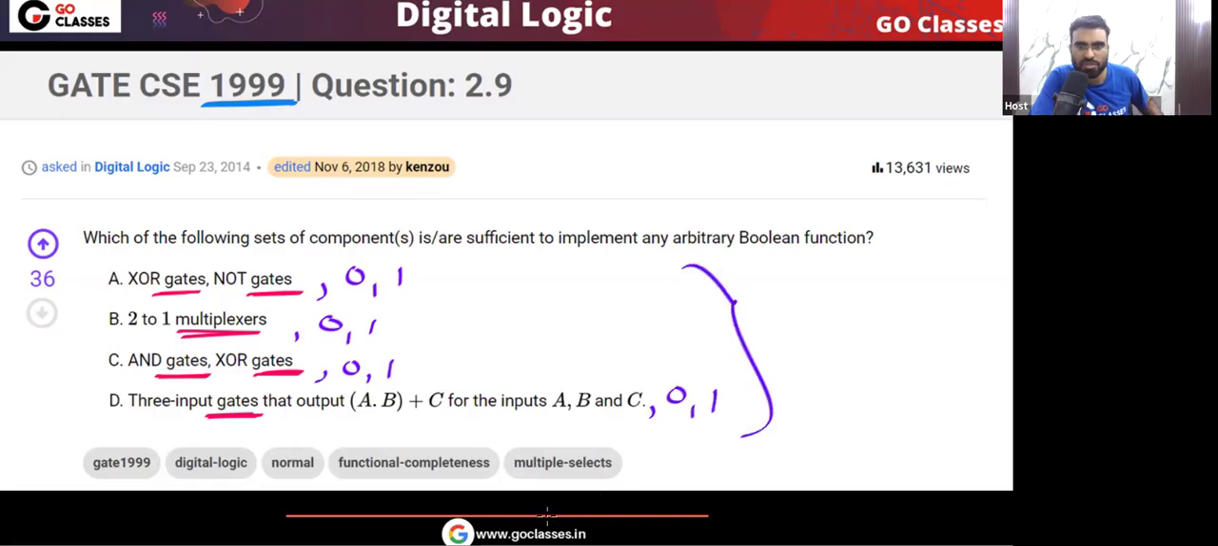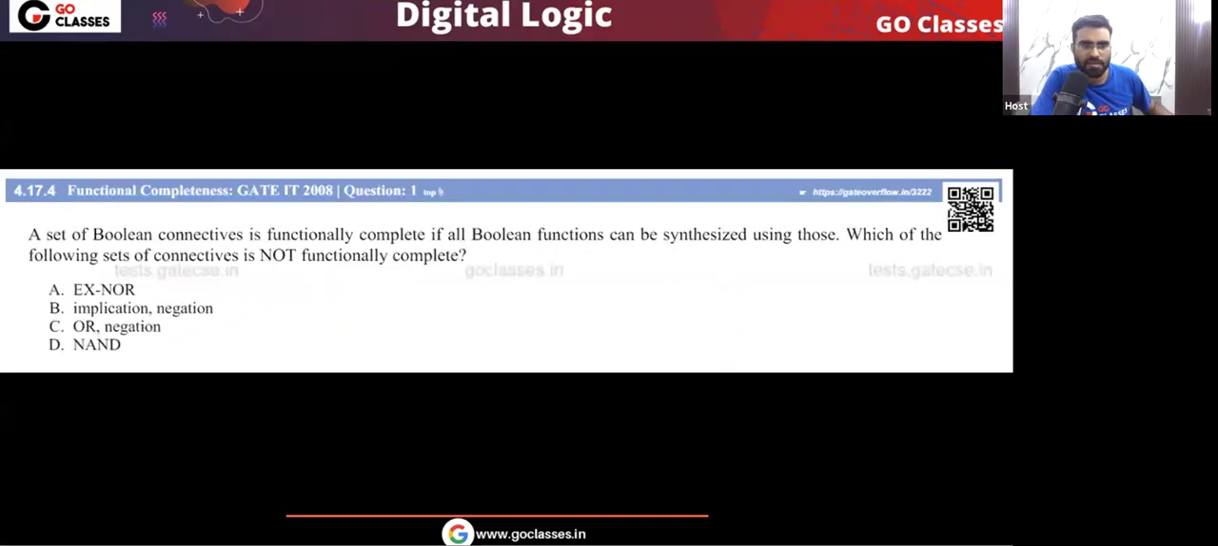Now you solve this question. Next, what about this question? Can we use 0 comma 1? Let me know. This is a GATE 2008 question. Can we use 0 comma 1? Again, we cannot use 0 comma 1. Remember, you have to solve this question without 0 comma 1.